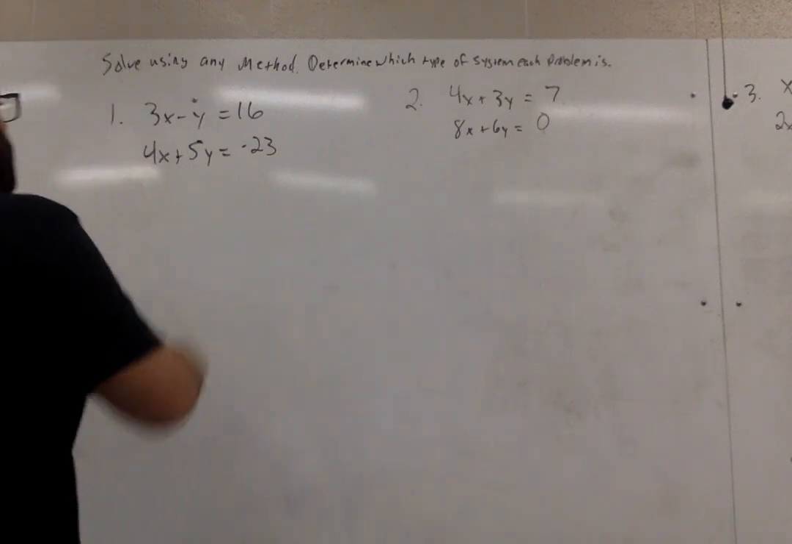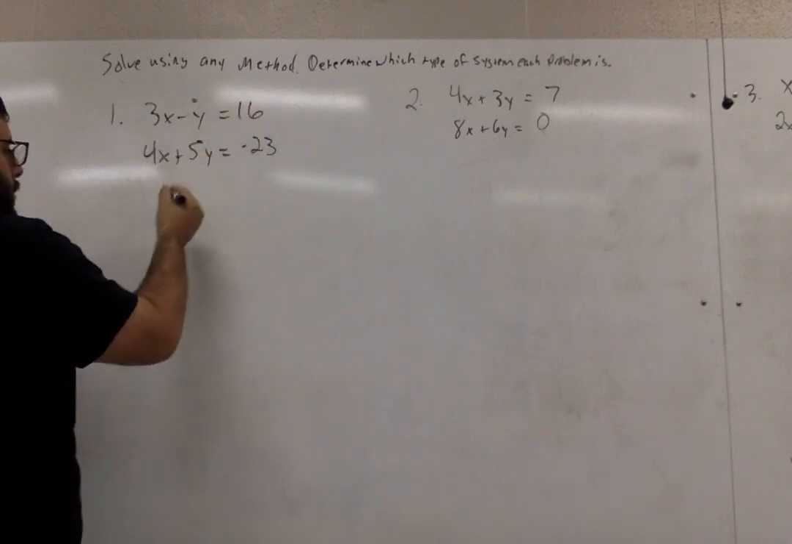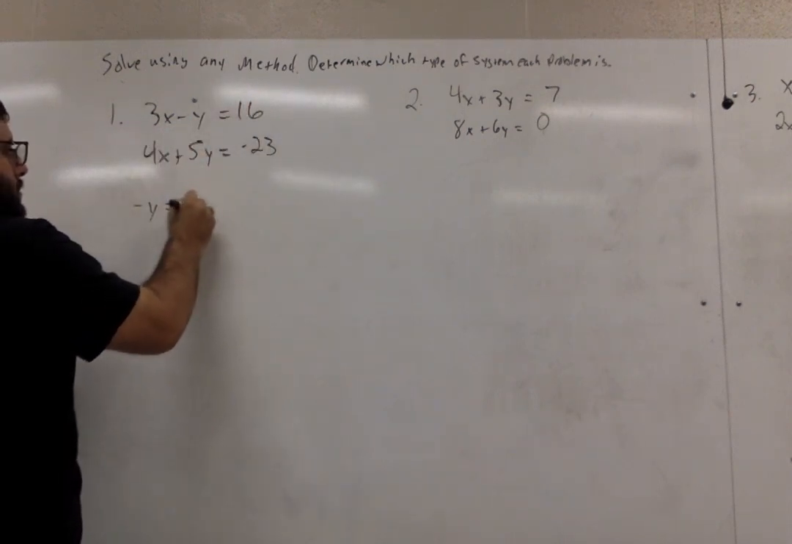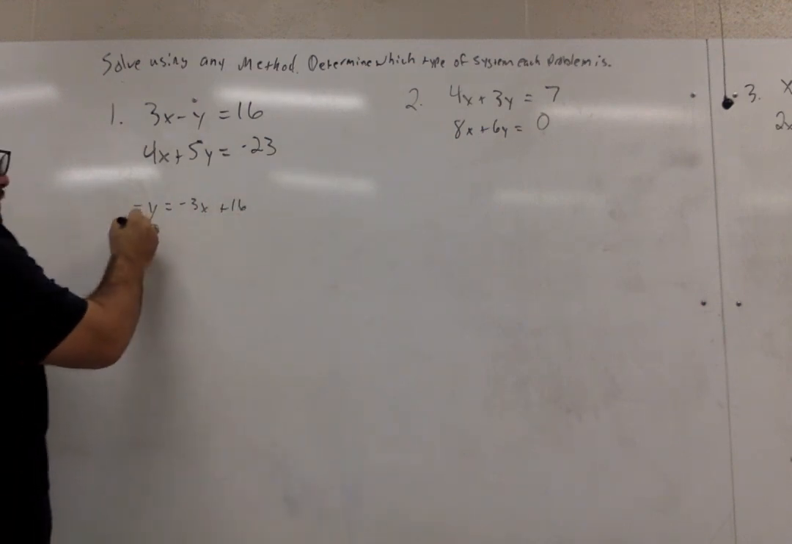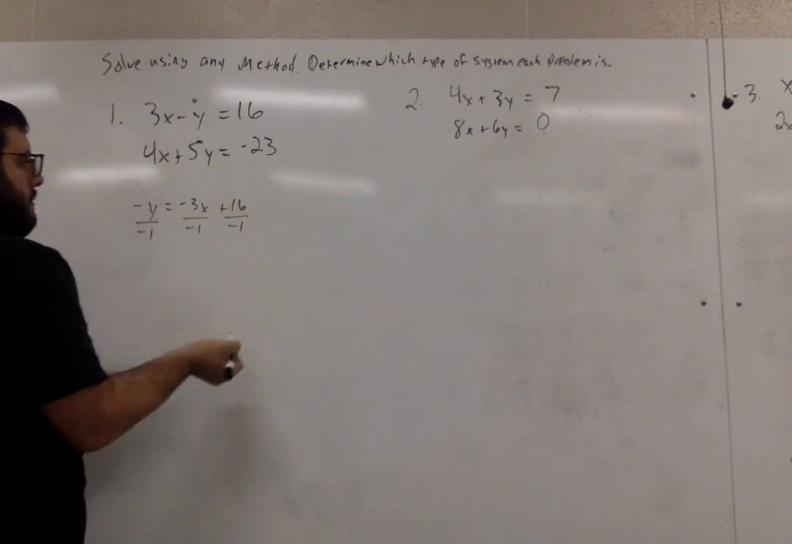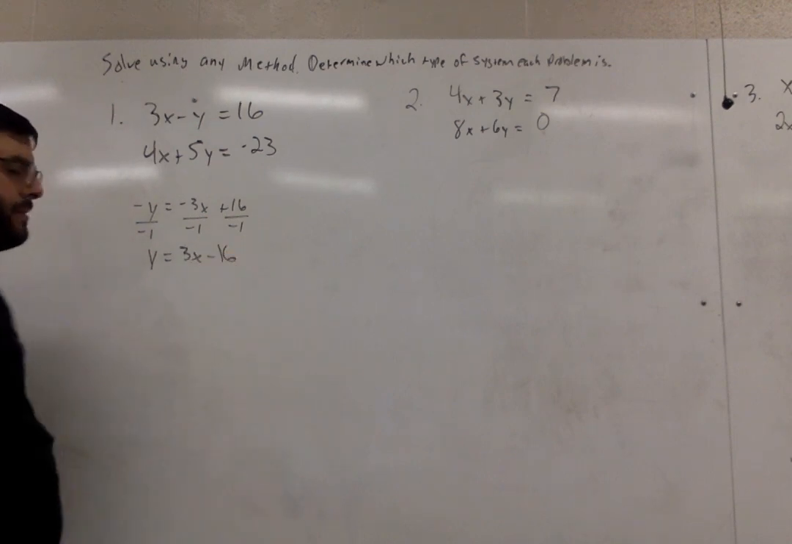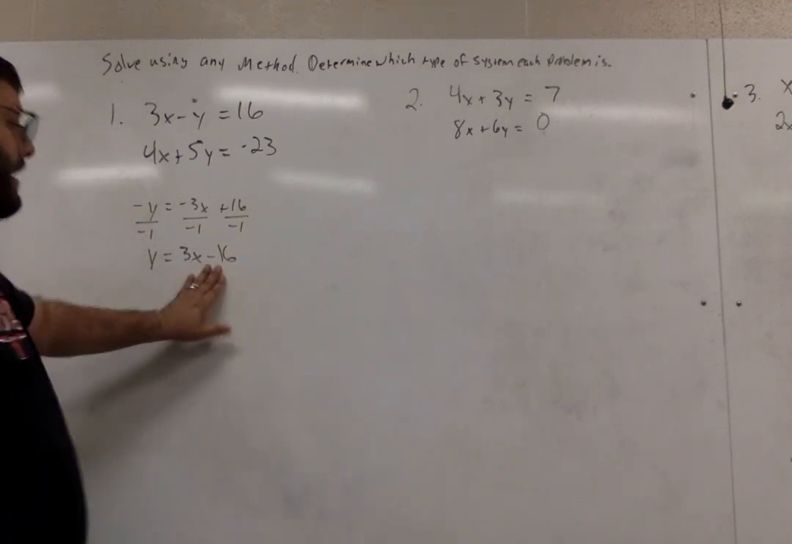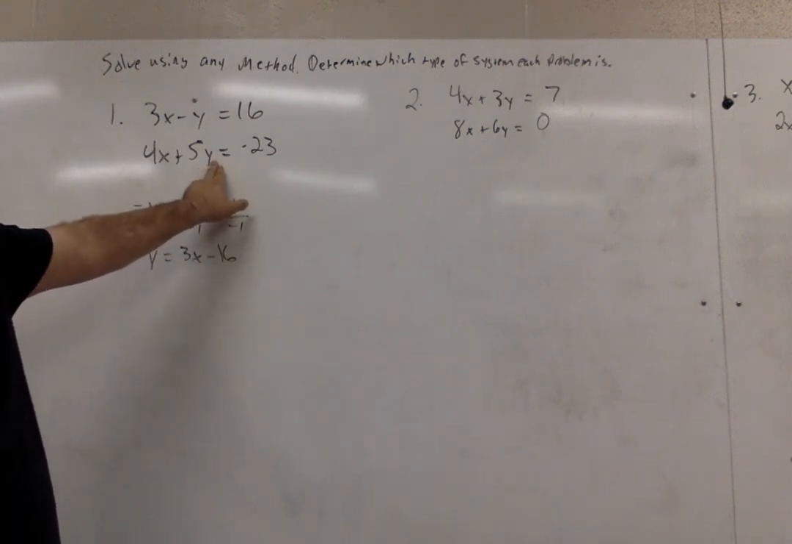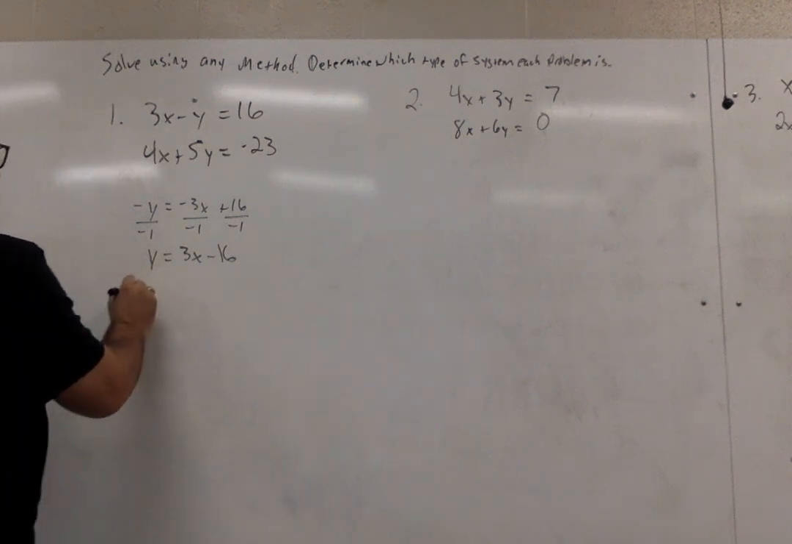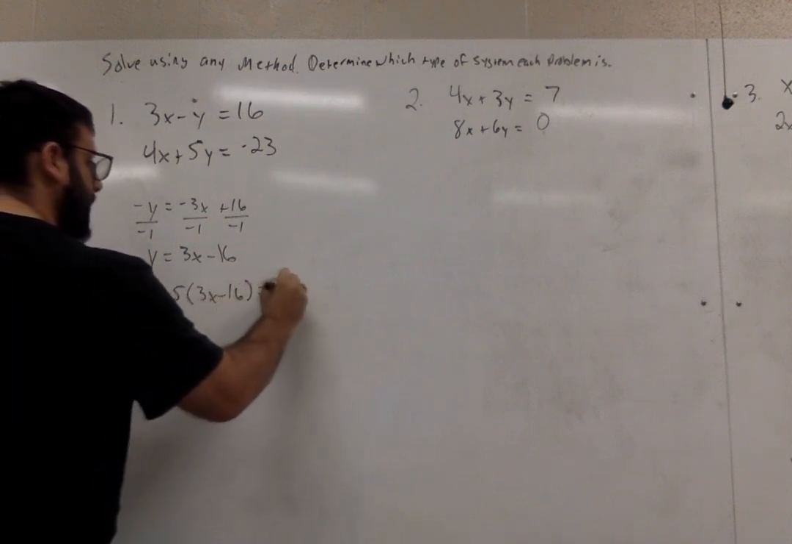All right, so with this right here, if I take this 3x and move it over, I get negative y equals negative 3x plus 16. Only thing left to do here is to divide everything out by negative 1. So now I have y equals 3x minus 16. All right. So now that I know what y is, I'm going to substitute it in here so I can solve for x. So that's 4x plus 5y, which y is 3x minus 16, equals negative 23.